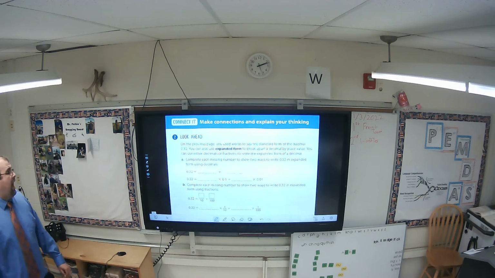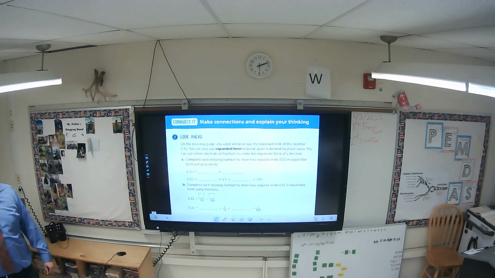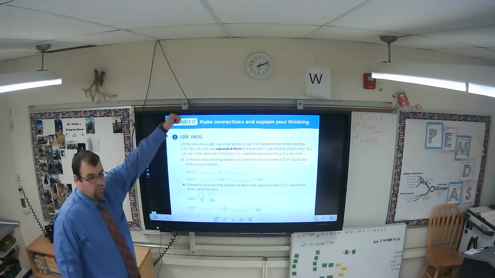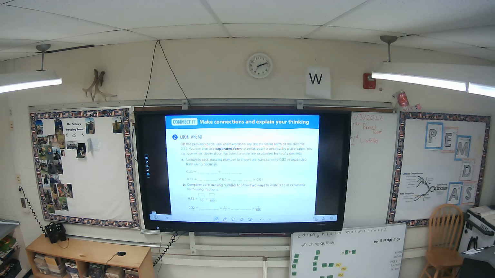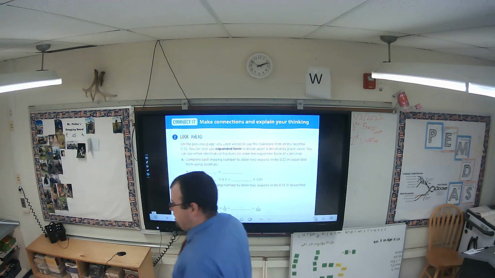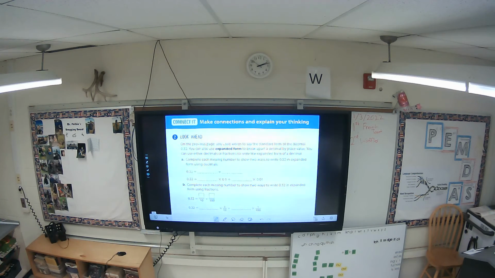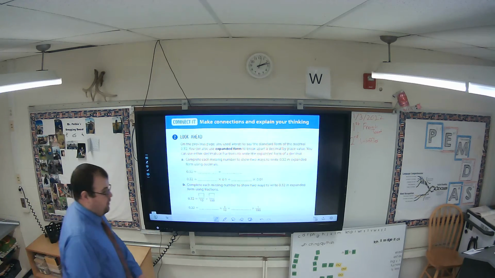Number 2, looking ahead. On the previous page, you used word form, right? We wrote it out in word form. What form was it in before we read it out loud? Standard form. We took standard form and turned it into word form. So we've used 2 of the 3 forms. Which form haven't we used yet? What is it, Nolan? Expanded form. Now we're going to talk about expanded form.